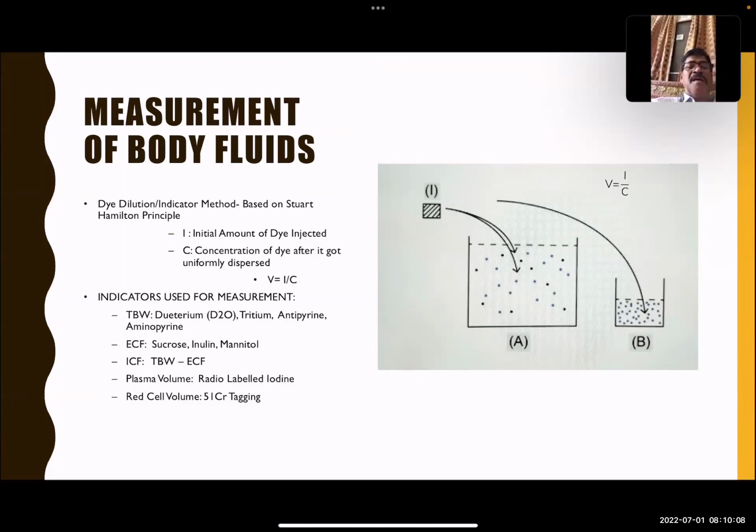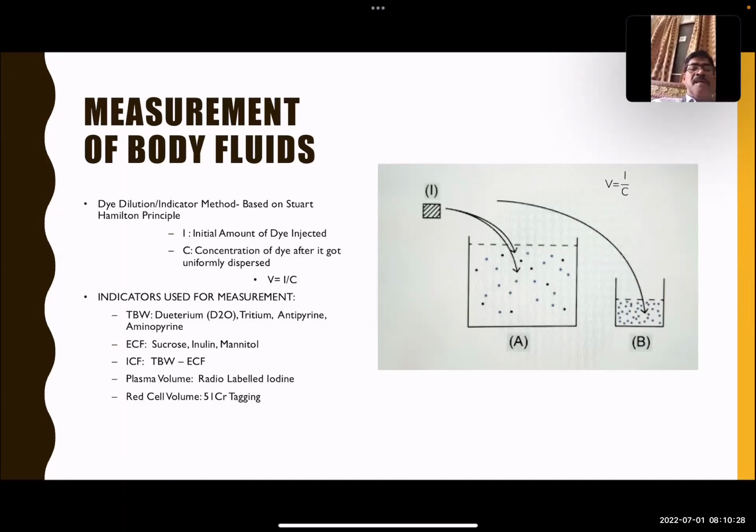If in case the dye gets excreted from the body, we will have to subtract the amount in the numerator, where I will be equal to the amount of dye instilled, subtracted by the amount of dye excreted from our body.